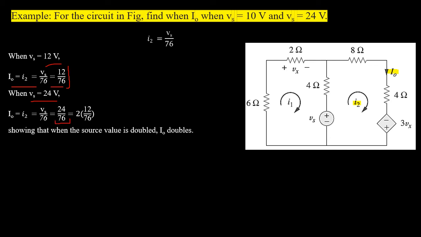Now taking 2 common from the numerator, we will have 2 multiplied by 12 over 76, which implies that as we have doubled the source voltage and our given circuit is linear, the current I0 has also been doubled, which is equal to 2 times 12 over 76. So we can say that when source voltage doubles its value, the current I0 will also get doubled. And this is due to the linearity property of the circuit, because our given circuit is linear.